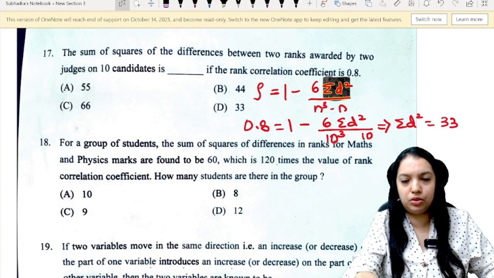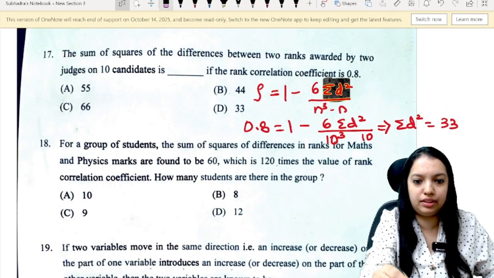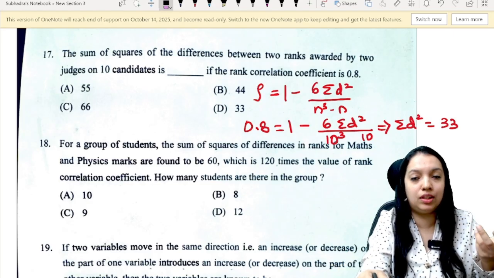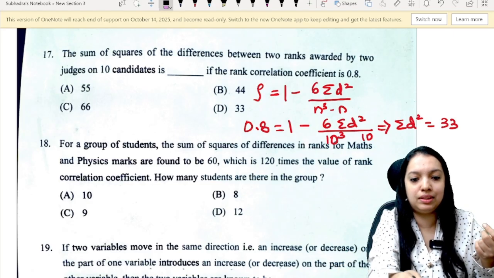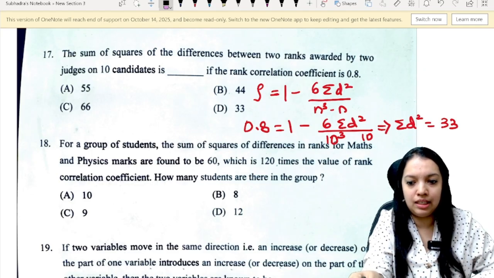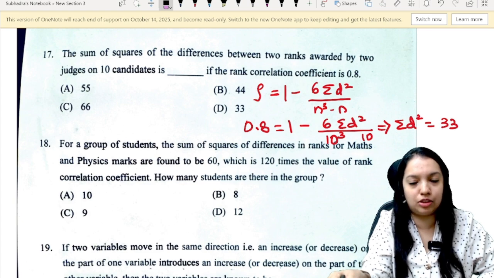Next question is about coefficient of rank correlation. They are asking you to calculate summation d square value. They have only given you rho value as 0.8 and n value is given as 10 candidates. It is equal to 10. Put that directly in this formula. Summation d square value will turn out to be 33.